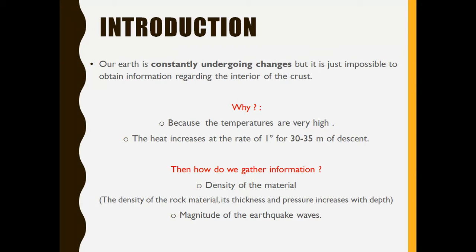The heat increases at the rate of 1 degree for every 30 to 35 meter of descent. That means as we go 30 to 35 meter down inside the earth, the heat increases at the rate of 1 degree. So then, how do we gather information? Now, there are two things which help us to gather information about the interior of the crust. One, the density of the material. Two, magnitude of the earth waves.